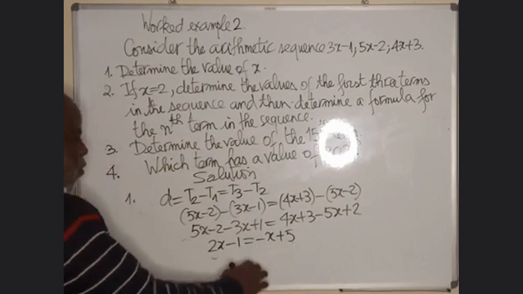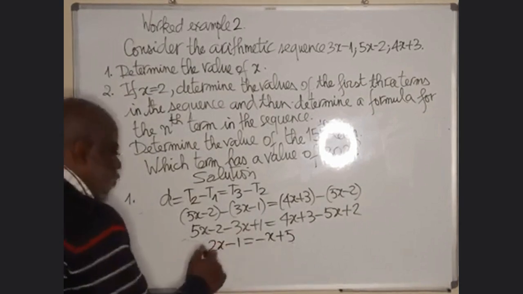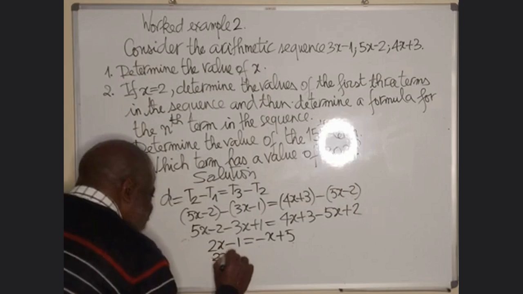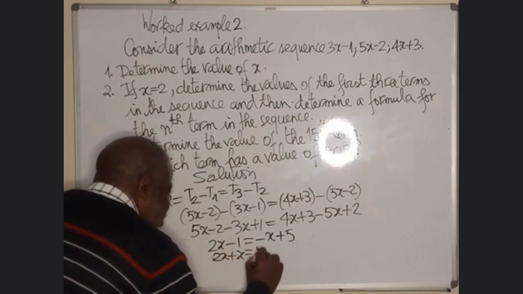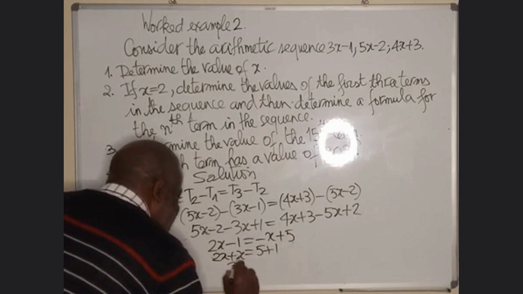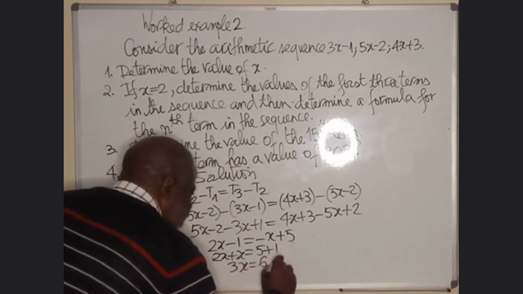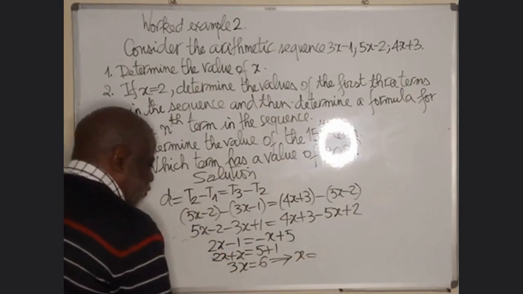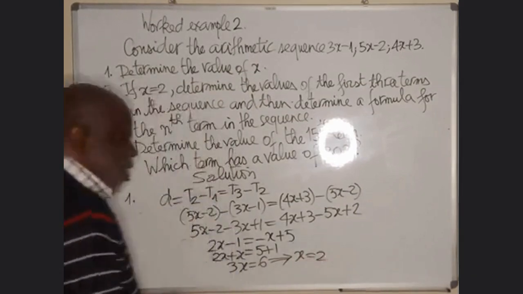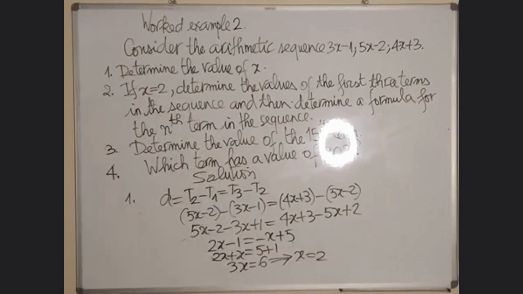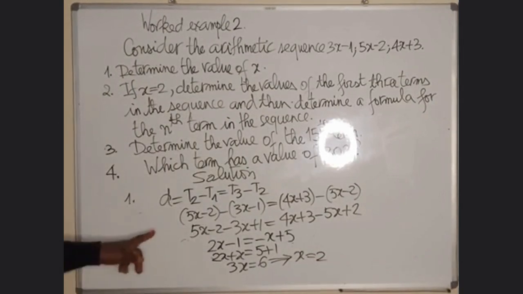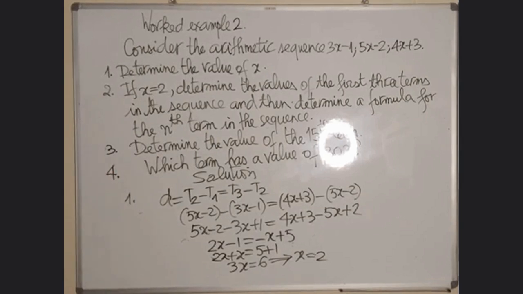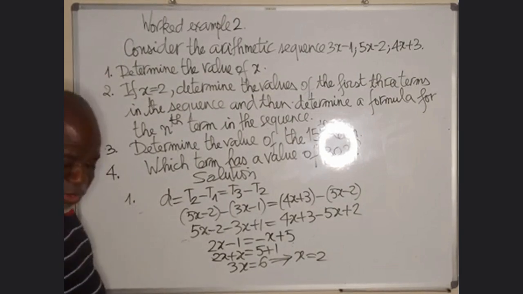We're going to transpose negative x on the left hand side, so we'll be having 2x plus x, it will be equal to 5 plus 1, and 3x will be equal to 6. This will imply that x will be 6 divided by 3, and our x will be 2. So the value of x is 2. This is the first question. We're gonna clean here in order for us to have some space for the second question.